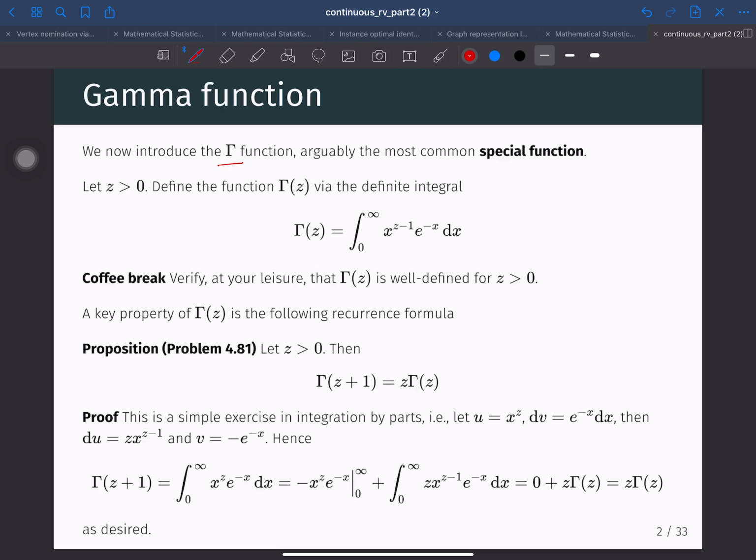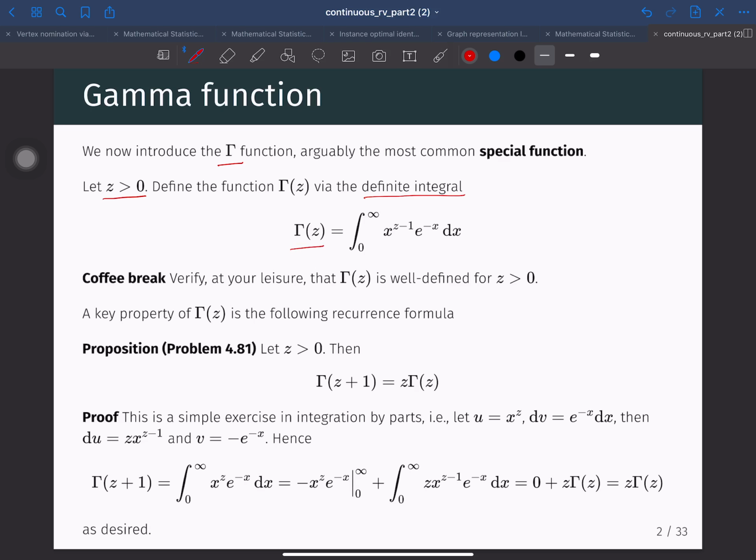So the gamma function is defined for a positive number z bigger than 0 via the definite integral as follows. So this is the gamma function, and it is, as we say, the definite integral from 0 to infinity of x to the power of z minus 1 e to minus x dx.